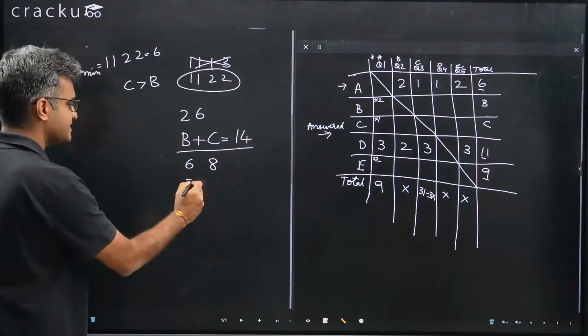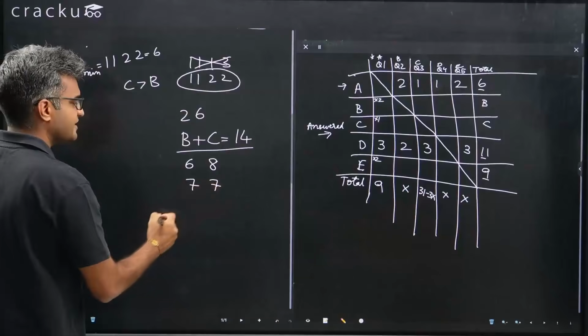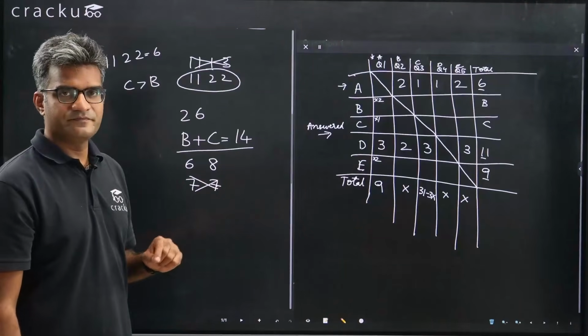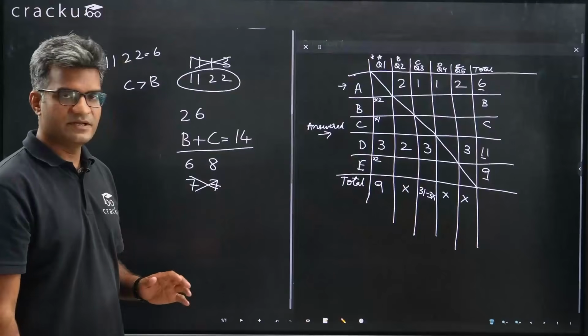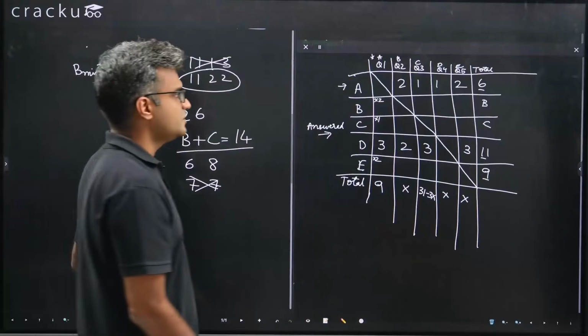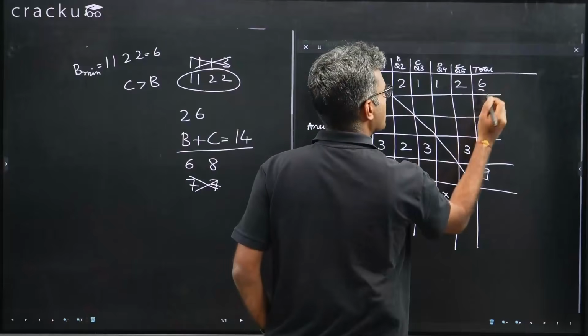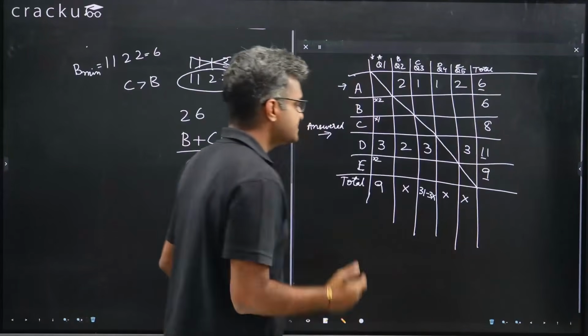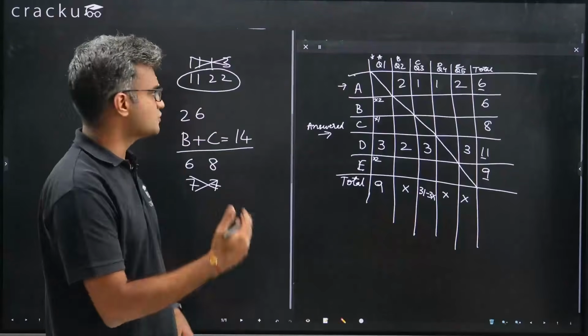If Badal becomes 7, Clive also will be 7 and both of them will be the same. So if Clive is greater than Badal, Clive plus Badal is 14, and Badal is greater than or equal to 6, the only possibility is that Badal got 6 and Clive got 8. This is what we can infer by going through all the clues once.